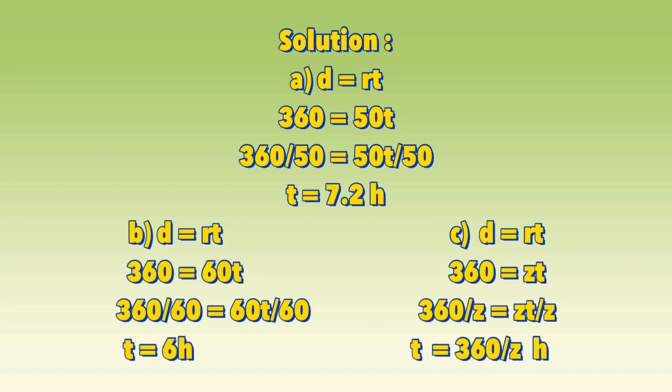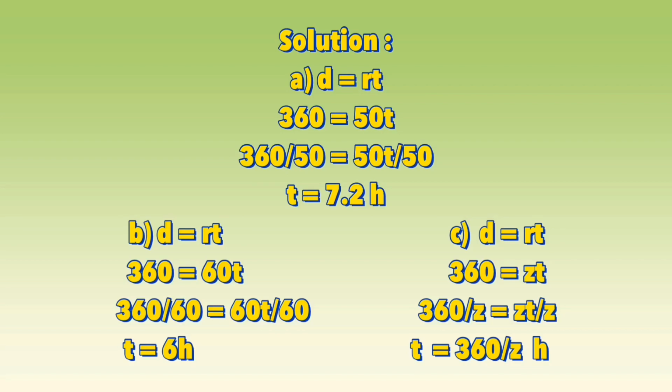Now our solution, the same. We're going to use the formula D equals RT. Since the distance is given, we substitute for D: 360 equals, the rate is also given, for letter A, 50 times T. Since we're going to compute for the time, we divide both sides by 50. 50 divided by 50 equals T, and 360 divided by 50 equals 7.2 hours. So therefore, for letter A, the time traveled by Marlon is 7.2 hours.